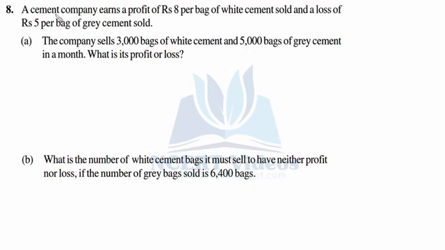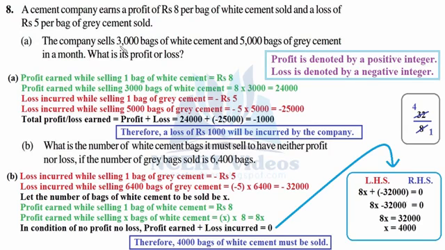Eighth: a cement company earns a profit of 8 rupees per bag of white cement sold and a loss of 5 rupees per bag of grey cement sold. The company sells 3,000 bags of white cement and 5,000 bags of grey cement in a month. What is its profit or loss? Here, the same concept as the previous question.